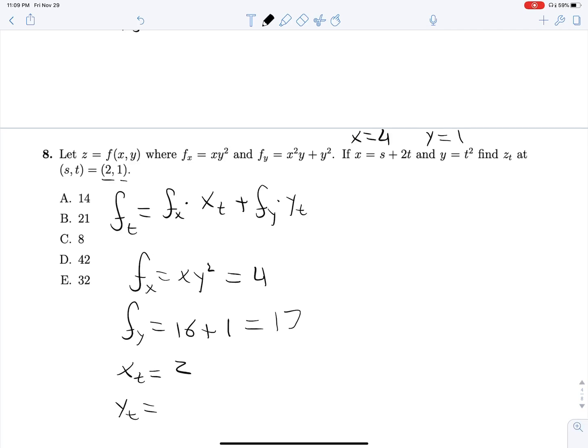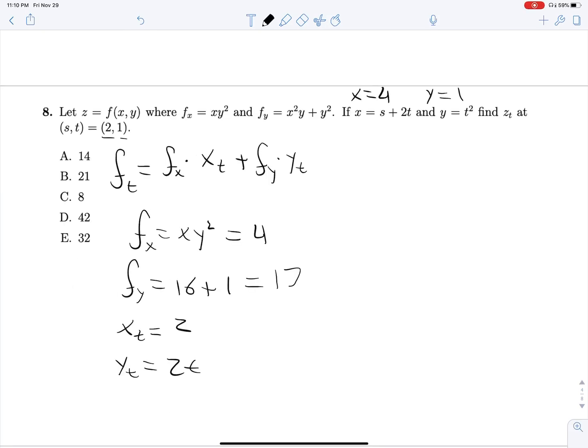Xt is going to be 2, yt is going to be 2t, and since we know that t is equal to 1, this is going to be equal to 2. And so finally, we can work everything out. We are going to get fx times xt, which is 8, plus fy times yt, which is 34. And this will give us an answer of 42.